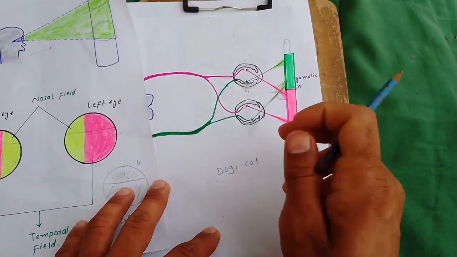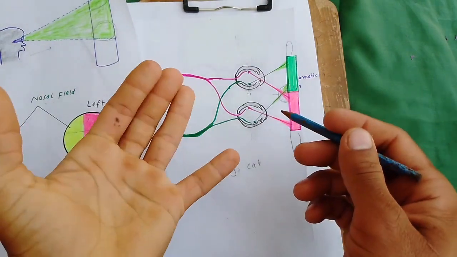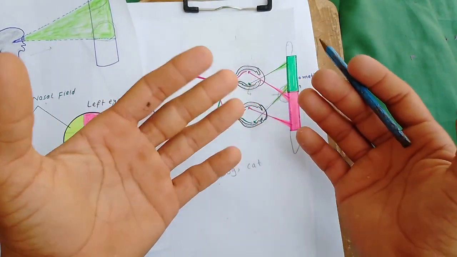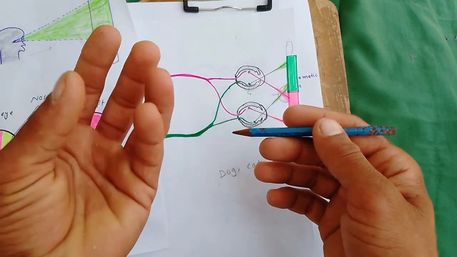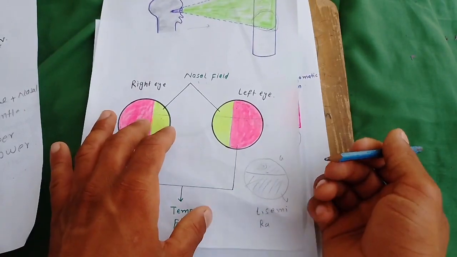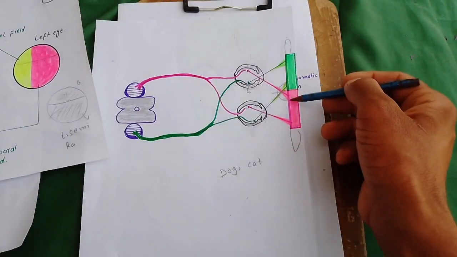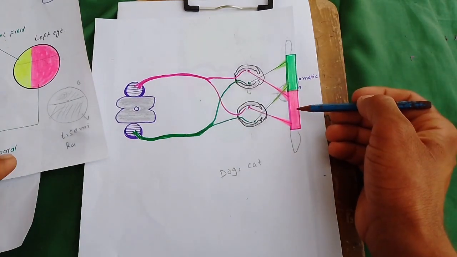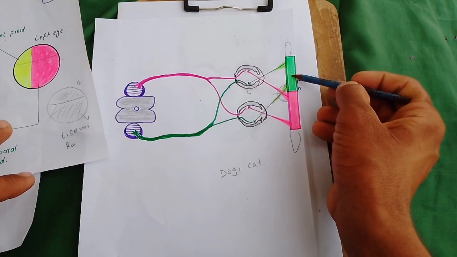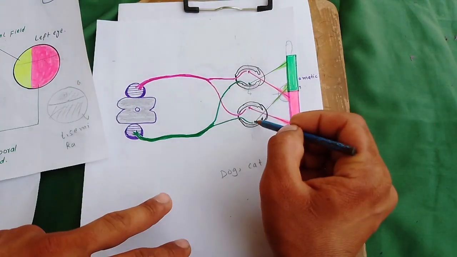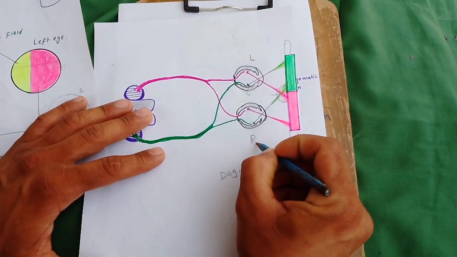The most important concept: suppose I discuss here in a little bit more detail the temporal field and the nasal field, but I skip the upper and the lower field for easy understanding. Suppose this is the object. This object has two colors. The light rays come from this area. Suppose this is the left eye, this is the right eye.